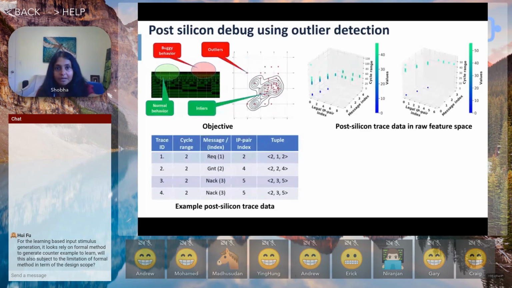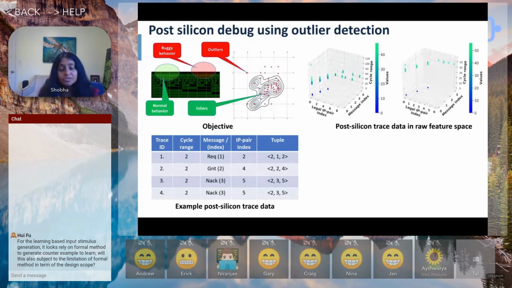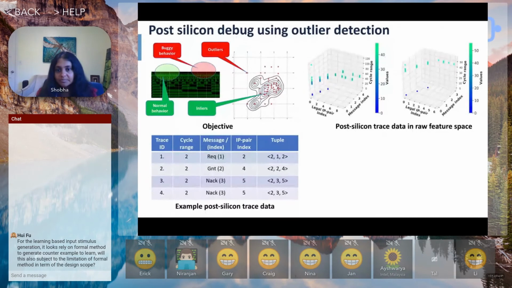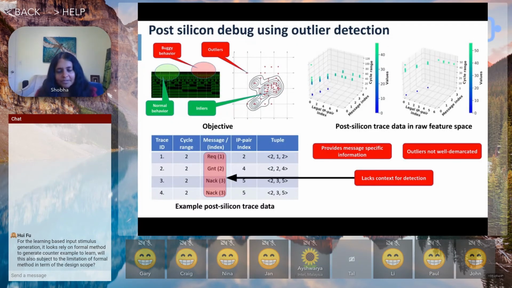What we found was that the only way to do an effective analysis was to do some very sophisticated feature engineering. When I say sophisticated, it's all automatic algorithms. The focus is on automatic algorithms. Of course, manual feature engineering is possible, but our interest was to be able to generalize this to any hardware design. So, given a hardware design, how would you be able to debug that design with just the post-silicon traces? If you look at this example post-silicon trace data, the raw features provide message-specific information, and the outliers are not well demarcated. So in some sense we had to generate our own features, and the features that we generated had much more context for detection than the raw features themselves.